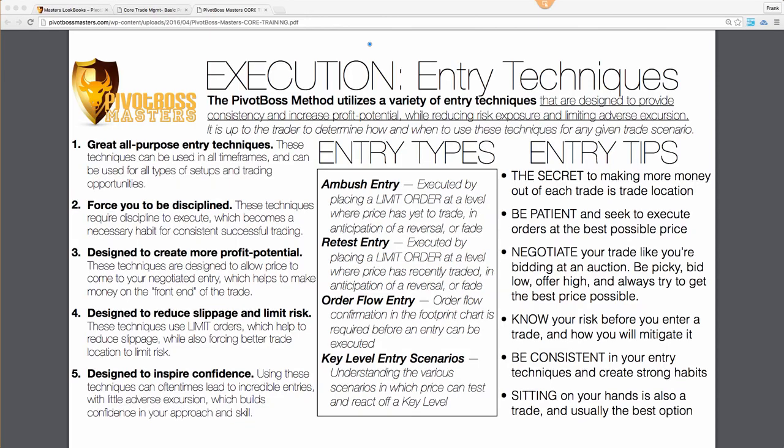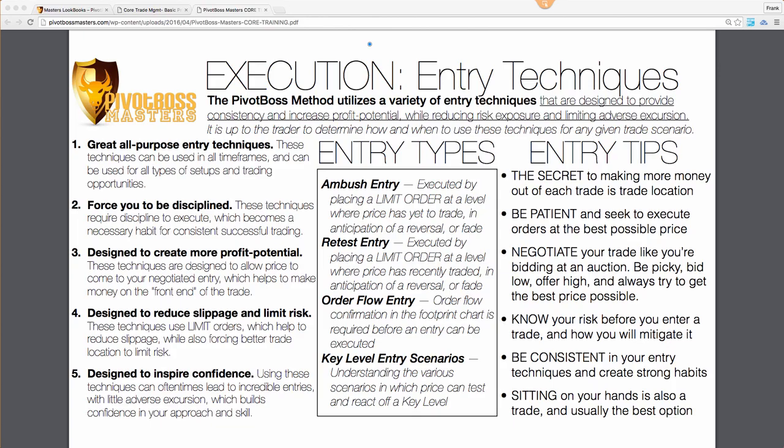Order flow entries, and this is basically order flow confirmation in the footprint chart, basically requiring this type of confirmation before you enter a trade. An order flow entry is what we do all the time in the room, and order flow entries can be entries and triggers in and of themselves, not requiring any other participation from any kind of other levels or rejections at levels, because order flow is the rejection, it is the acceptance. And again, we're going to talk a little bit about those as well and how they relate to some of the other entries.